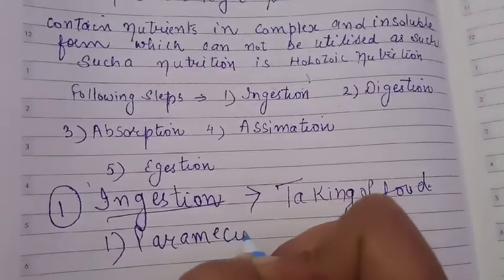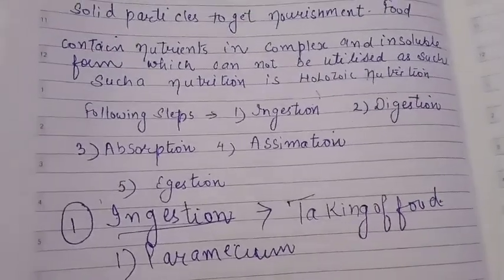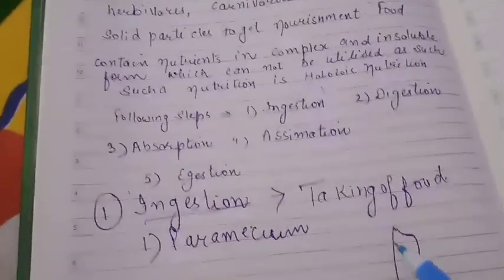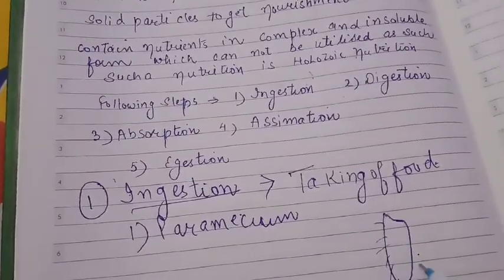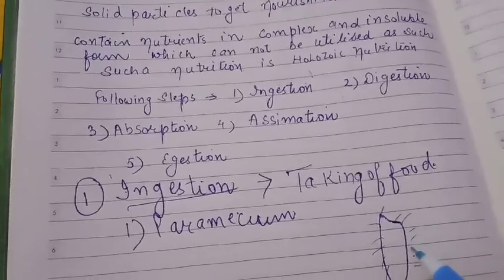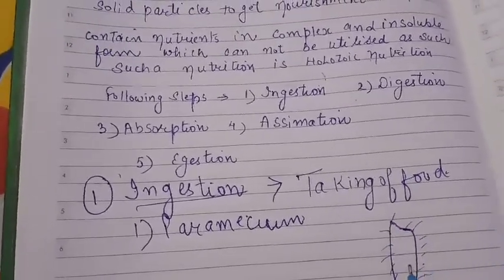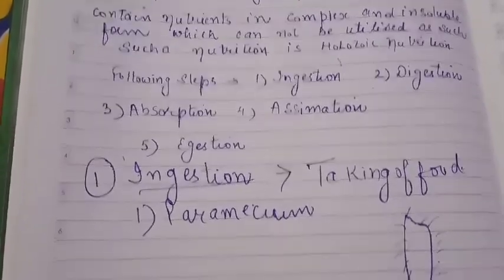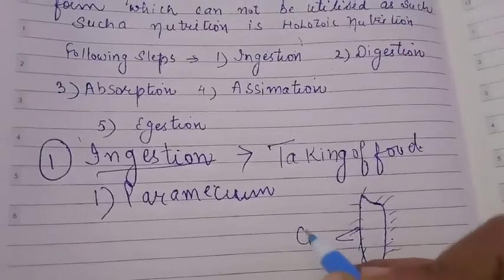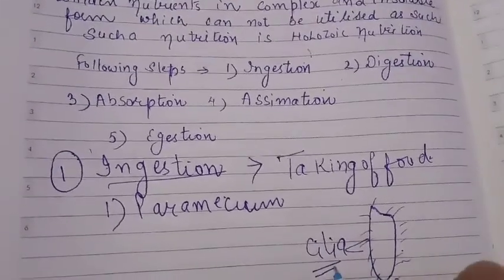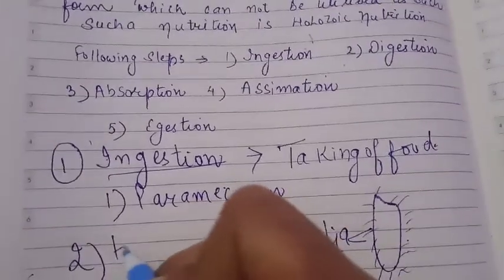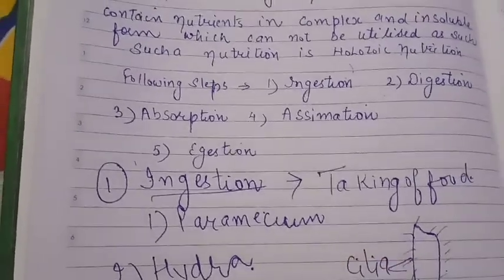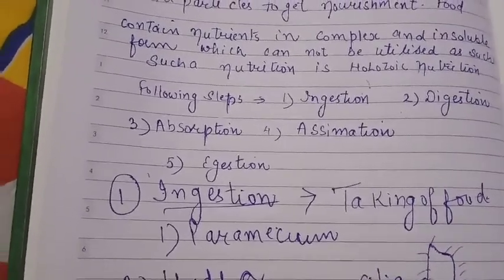How does paramecium take food? Paramecium is unicellular, and its body is covered by hair, or cilia, that help to absorb the food particles. Second one is hydra. Hydra has a mouth surrounded by long movable tentacles.